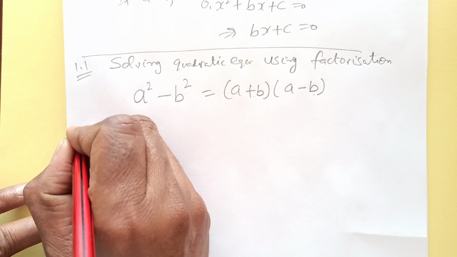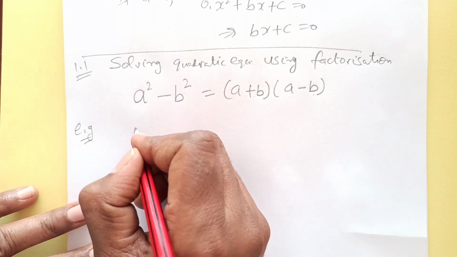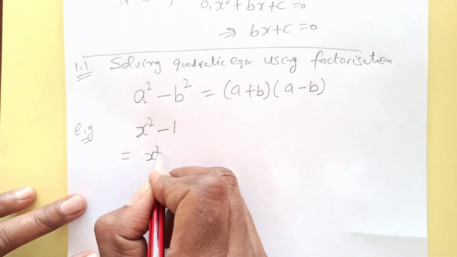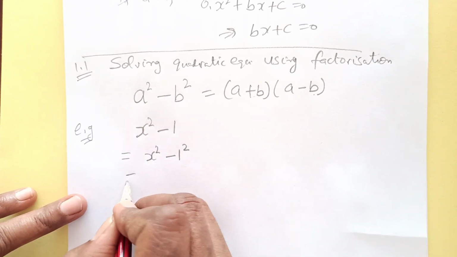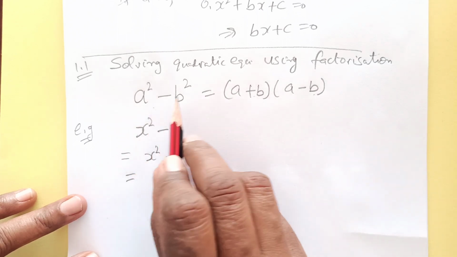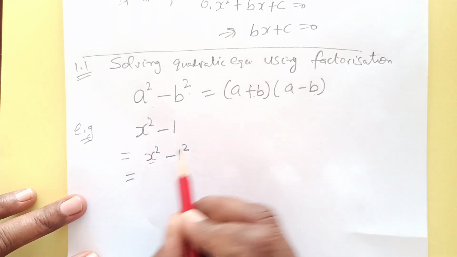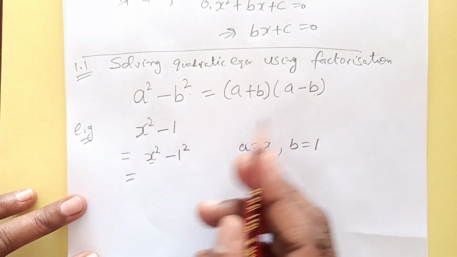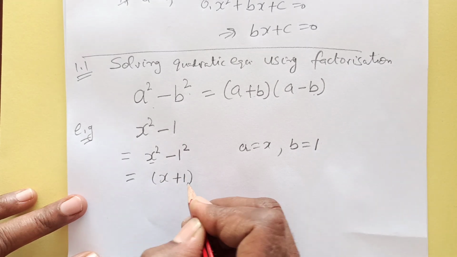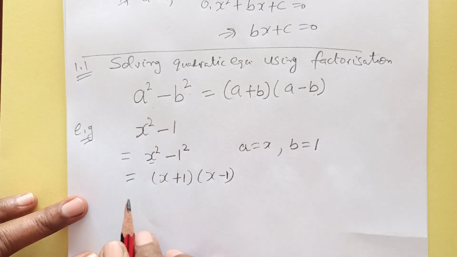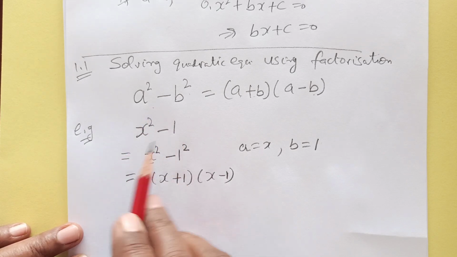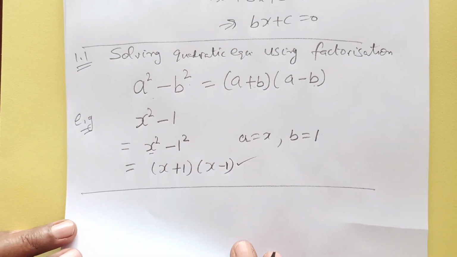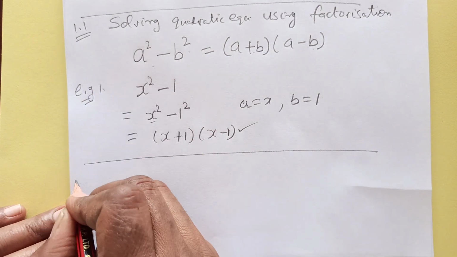So the first example that I am taking here, we will take the simplest one, x squared minus 1, right? So this can be written as x squared minus 1 squared. So using this formula, a squared minus b squared, now your a is x and b is 1, right? So a plus b, a minus b, meaning x plus 1 and x minus 1. So you see, we have factorized this x squared minus 1 into x plus 1 and x minus 1, right? Let's take another example.